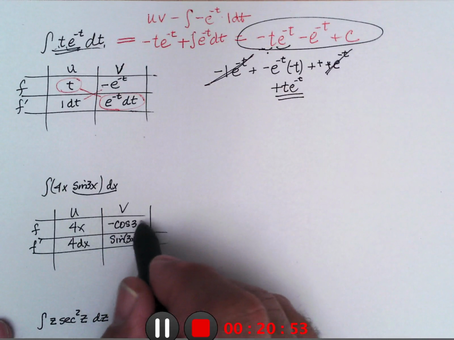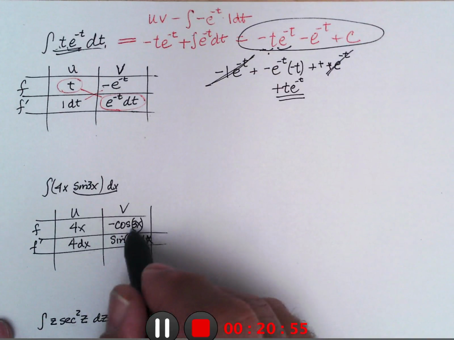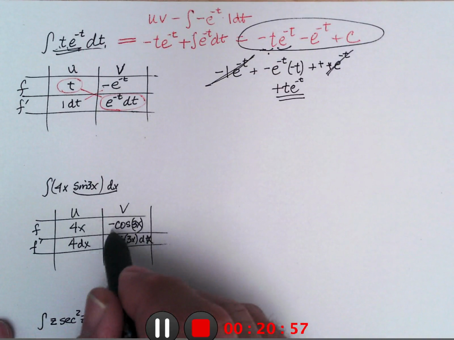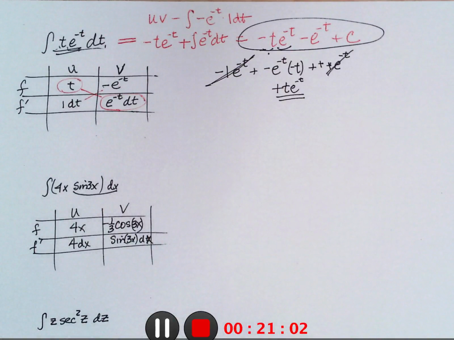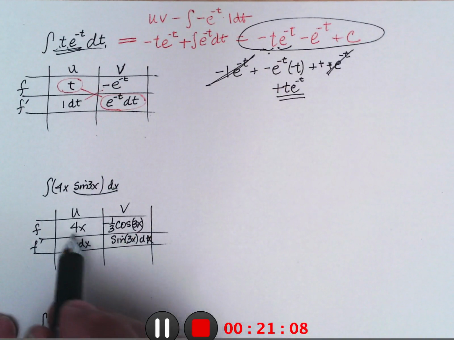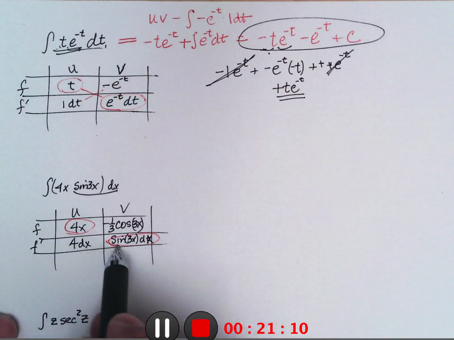But if I took the derivative of that, I'm going to get times a 3, so I have to divide by a 3. So I'm going to make it negative 1/3 cosine of 3x. Okay, so here's what I got to start with.